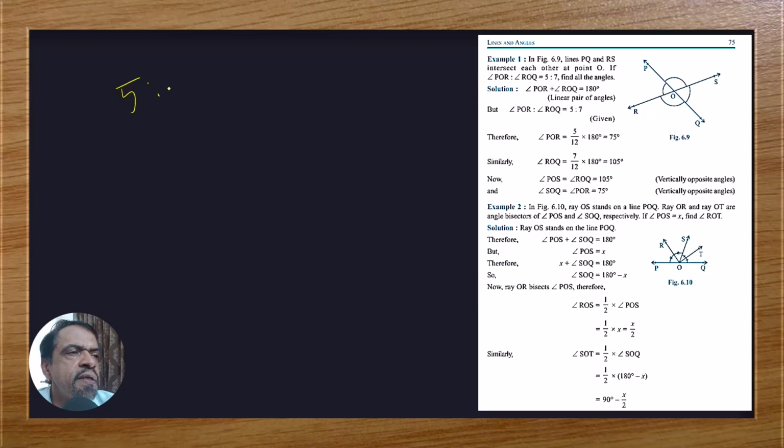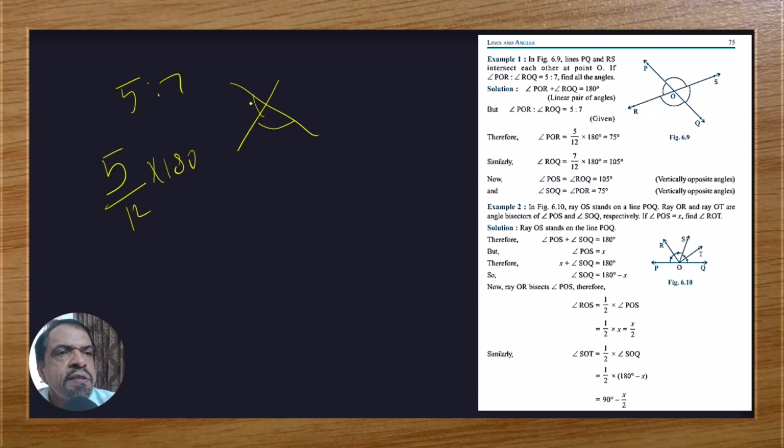This is given 5:7. Two angles are given in the ratio 5:7, POR and ROQ. Since these two angles are on a straight line, the sum is 180. In this kind of question, you write the given part and the total sum, 5 plus 7 is 12, and multiply by the actual sum. The actual sum will be 180, because these are a linear pair. Similarly, the other is 7 upon 12 into 180.